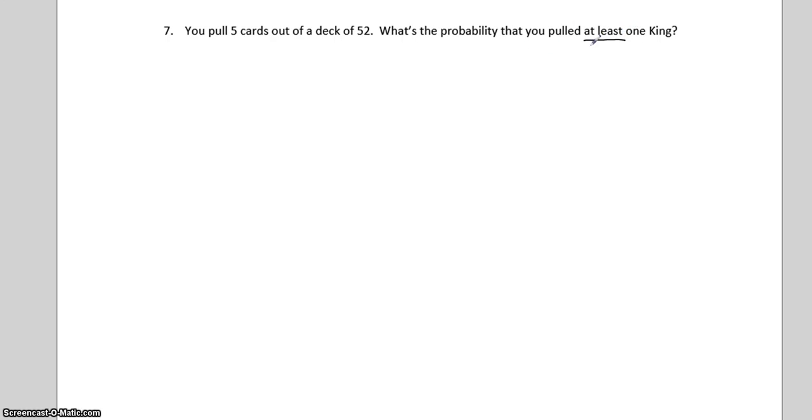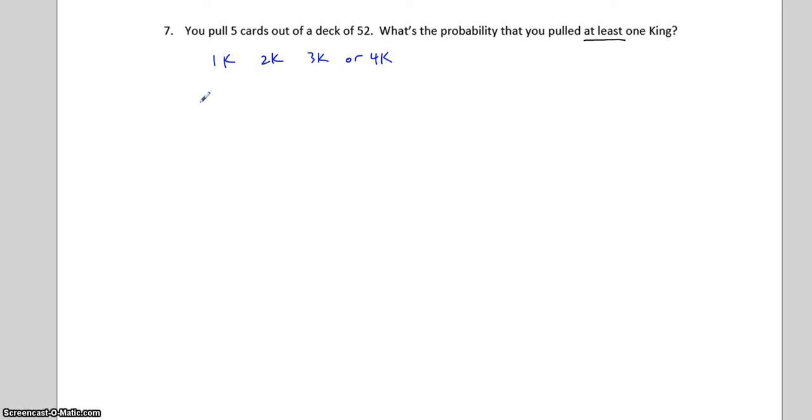So here, if we have a 5 card hand, at least one king could mean a hand with 1 king, 2 kings, 3 kings, or 4 kings. If we were going to do it the brute force way, we'd have to figure out the probability of each one of these 4 events and add them together.